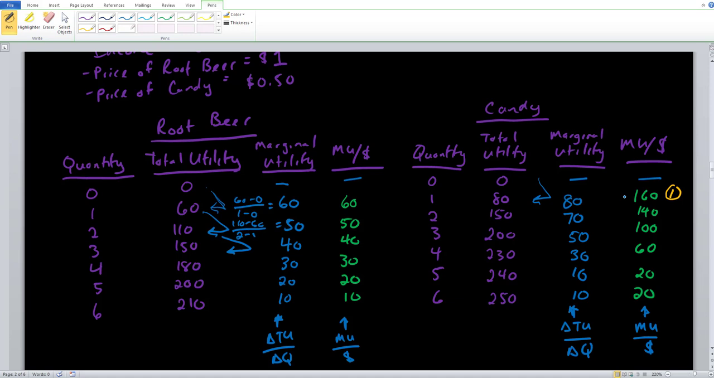Where's your second money going to go? Is it going to be for another piece of candy, or is it going to be for your very first root beer? Here, in the same instance, you're going to want to buy your second quantity of candy because 140 is bigger than 60, and then you put a 2 there.